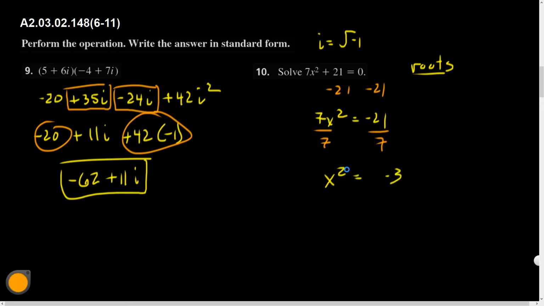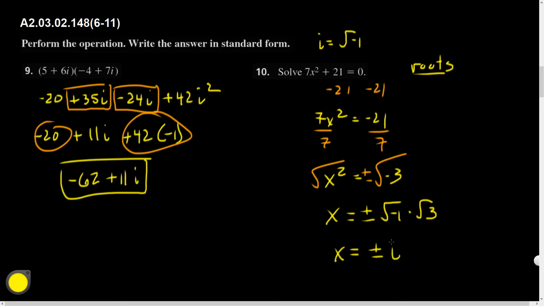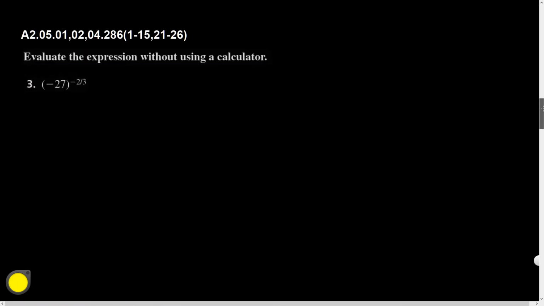Now to undo this square, I can root both sides, plus or minus, don't forget it, and I get x equals plus or minus the square root of negative 3. That negative could be broken up into the square root of negative 1 times the square root of 3, and square root of negative 1 is i, and so x equals plus or minus i rad 3. So technically 2 answers at play there.